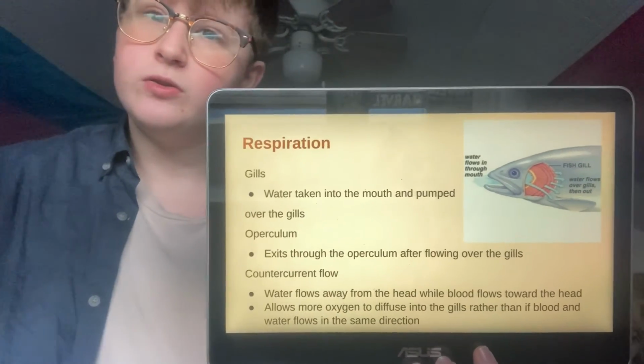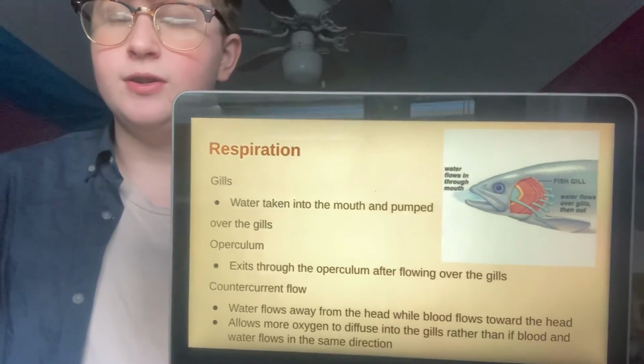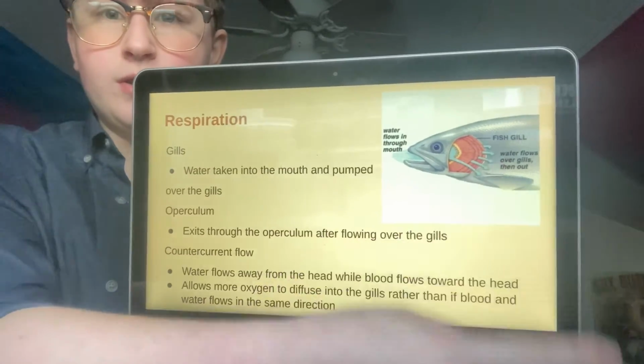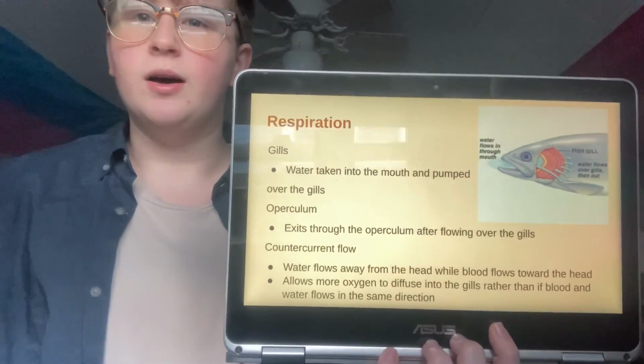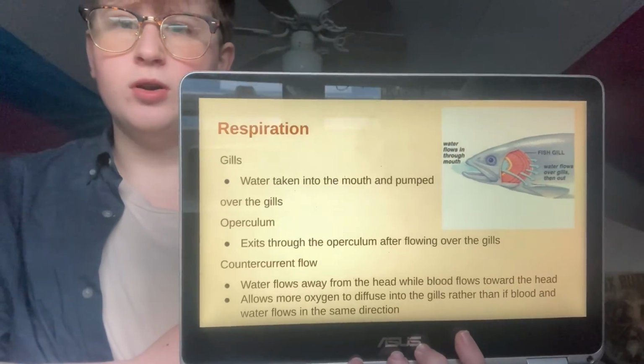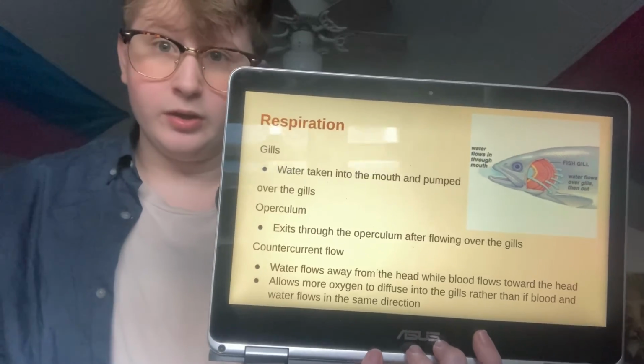So let's talk about respiration. First, the gills: water flows into the mouth and is pumped over the gills. You can see in this picture that the water goes in the mouth, over the gills, and away from the gills. Then we have the operculum, where water exits after flowing over the gills.